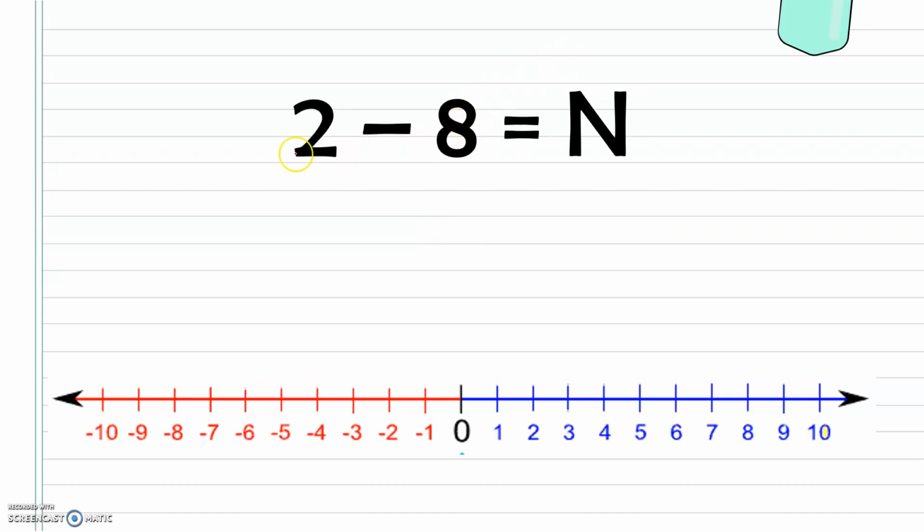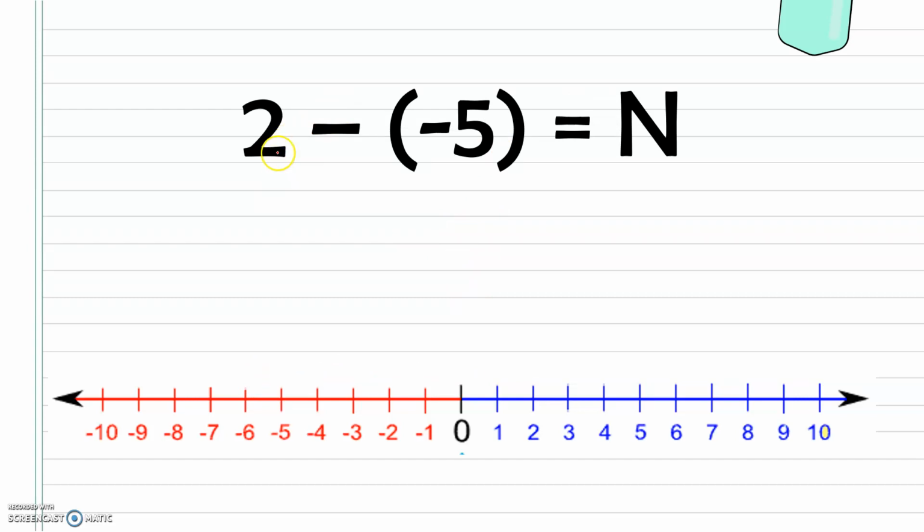Another one, 2 minus 8 equals n. Our minuend is 2, so we will locate 2 first on our number line. Then from 2, we'll be subtracting positive 8, so that means we will move 8 times to the left on our number line. And we will end at negative 6. That means 2 minus 8 is equal to negative 6.